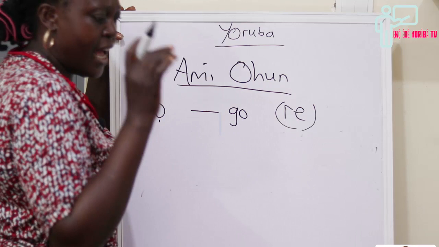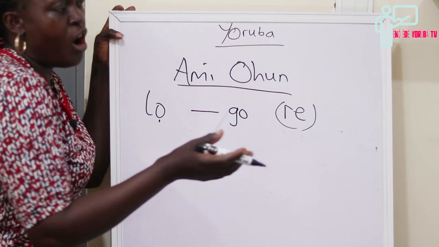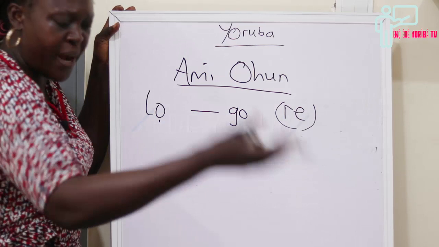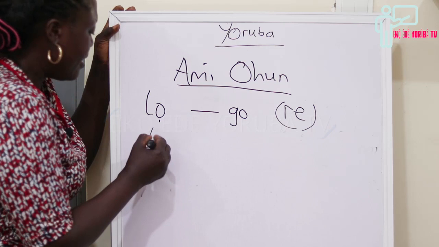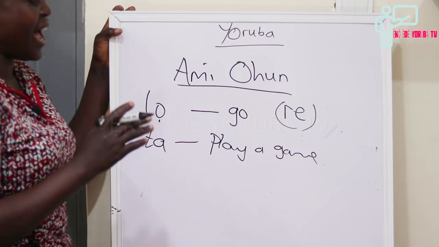Now, I want to say ta. What is ta? Maybe two of you are playing a game together. So you can say, play, ta. Play your own game. Ta. That is just like to play a game. Ta, re. It has no sign. Just like that.